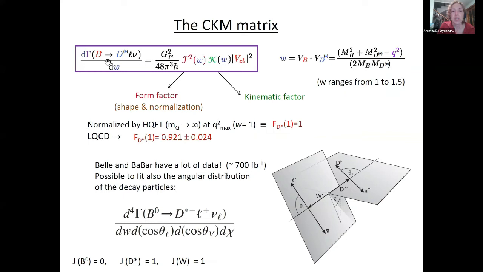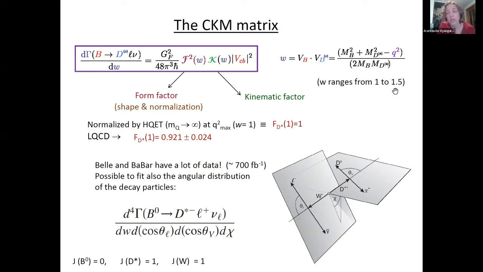Usually what is done, instead of Q squared, you can also express the differential decay width in terms of what we call W, which is just the product of the four velocities. So it is just related to Q squared. And this variable runs from 1 to 1.5.